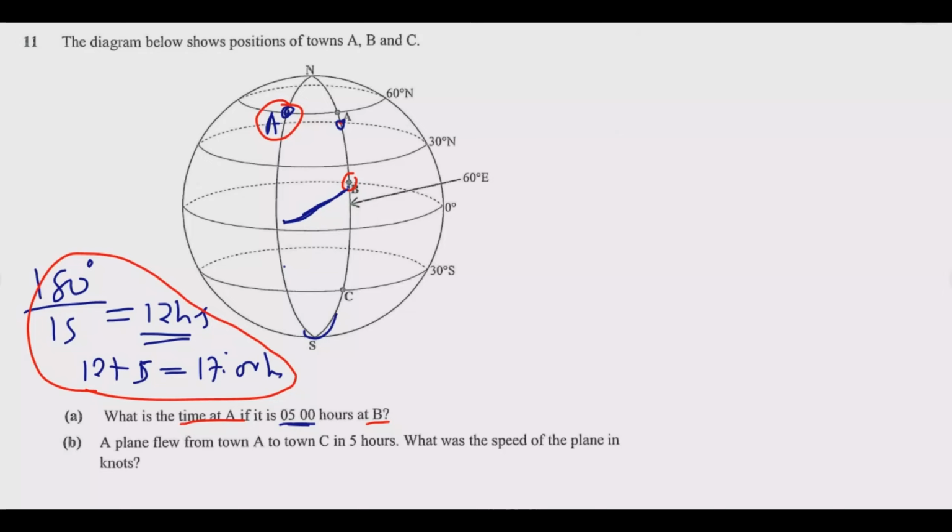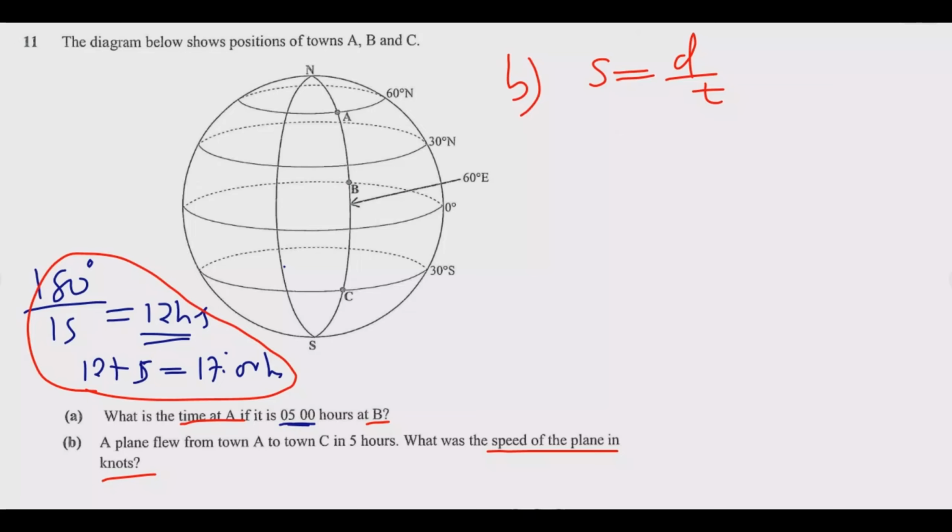Okay, so we look at B. A plane flew from A to C in 5 hours. What was the speed of the plane in knots? So speed is given by distance over time. So we need to find the distance. Distance should be in nautical miles. To find the distance in nautical miles between A and C, we need to find the difference in their latitude. So the first thing is we need to find the difference in their angles.